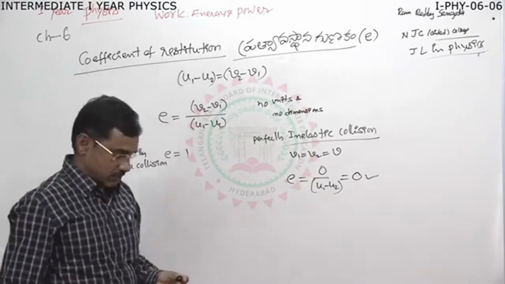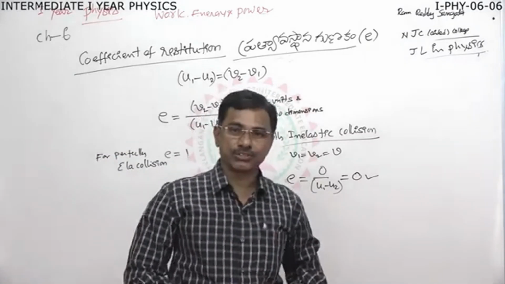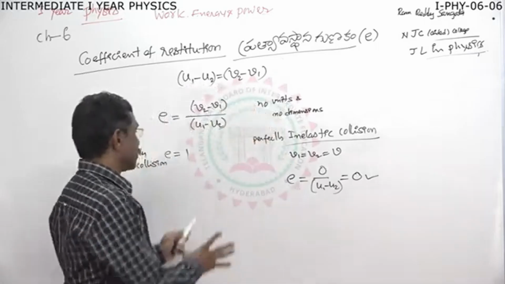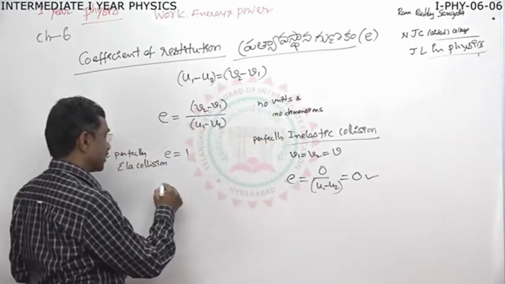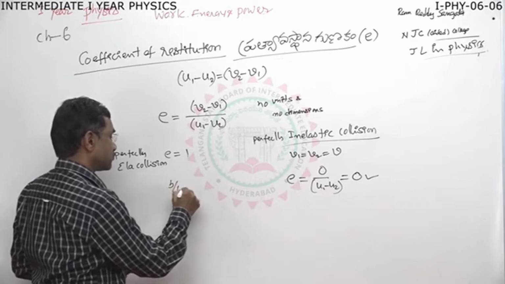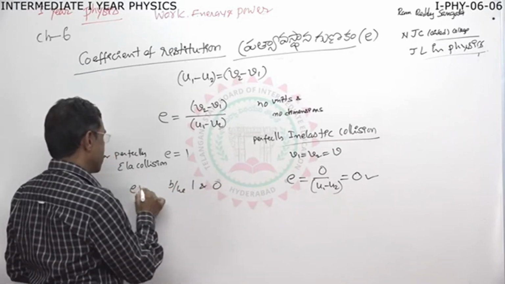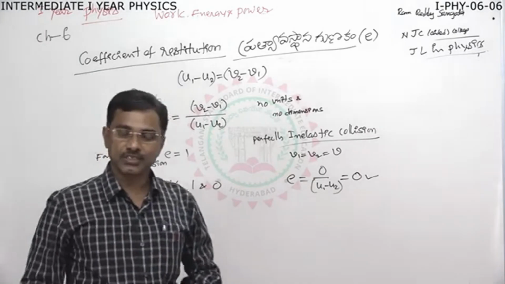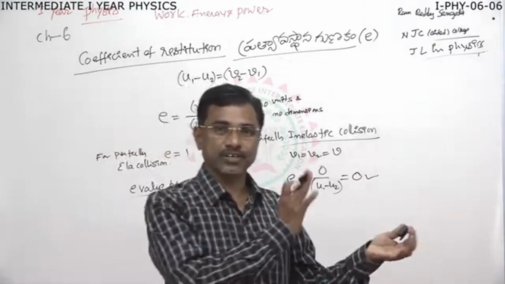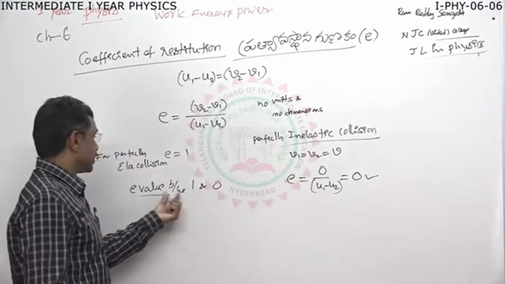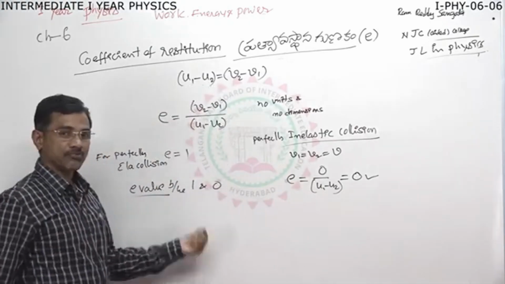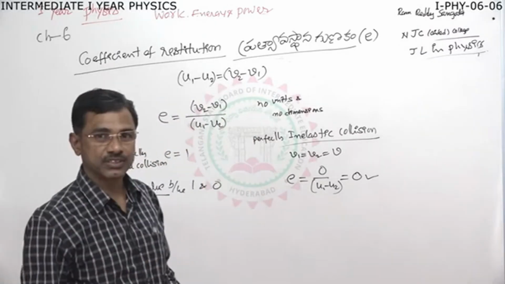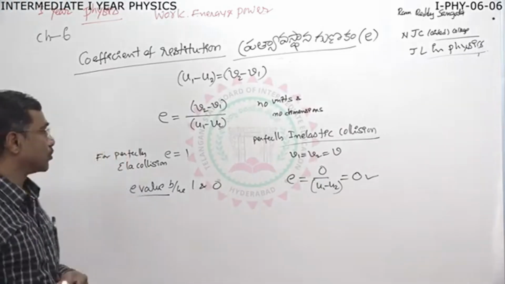But in real life, all the collisions are neither perfectly elastic nor perfectly inelastic. So neither 0 nor 1, mostly in between. The practical value in real life will be between 1 and 0, right? Whatever we observe in day-to-day life, the E value will be in between 1 and 0, mostly 1 by 2 or 1 by 3 or 1 by 4, some value exists. It depends on the nature of the surfaces and the nature of the objects involved in the collision process.